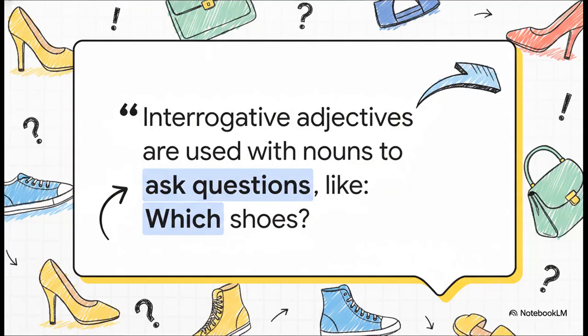Next up are interrogative adjectives. These are words we use to ask questions. Now, the most important thing to remember here is that these adjectives, like which, what, or whose, must be followed by a noun. For example, if you ask, which shoes should I wear? The word which is an interrogative adjective because it's right before the noun, shoes.